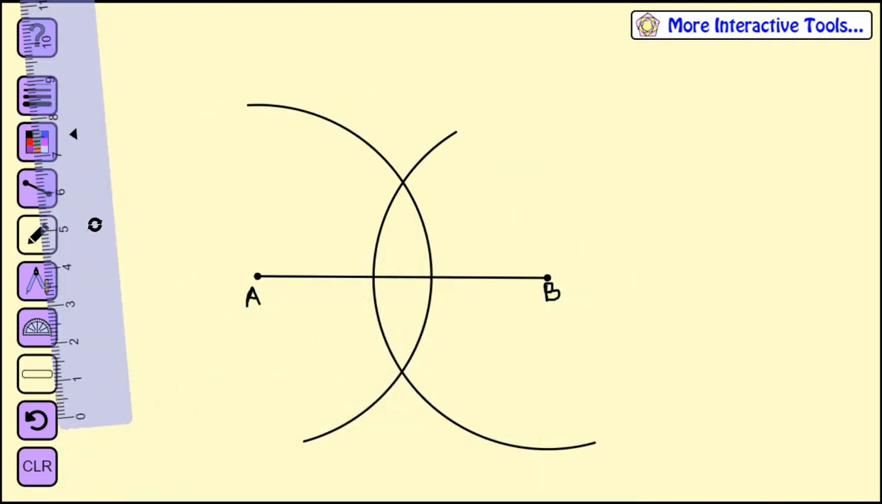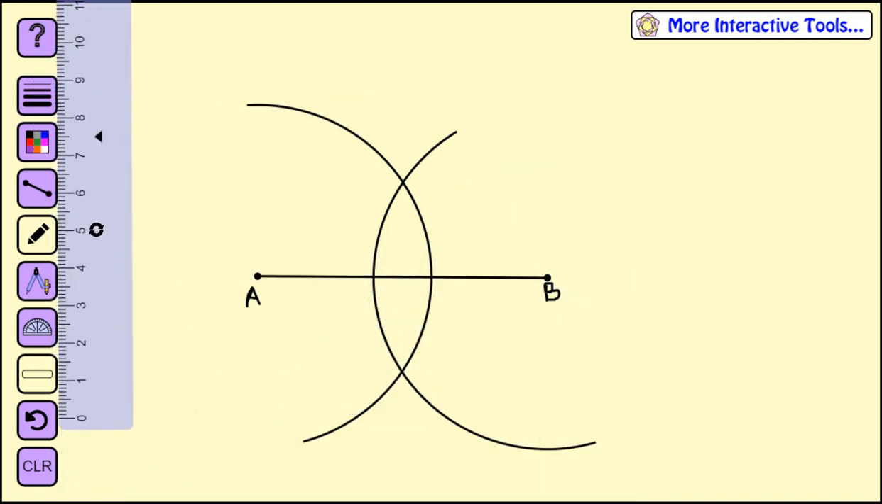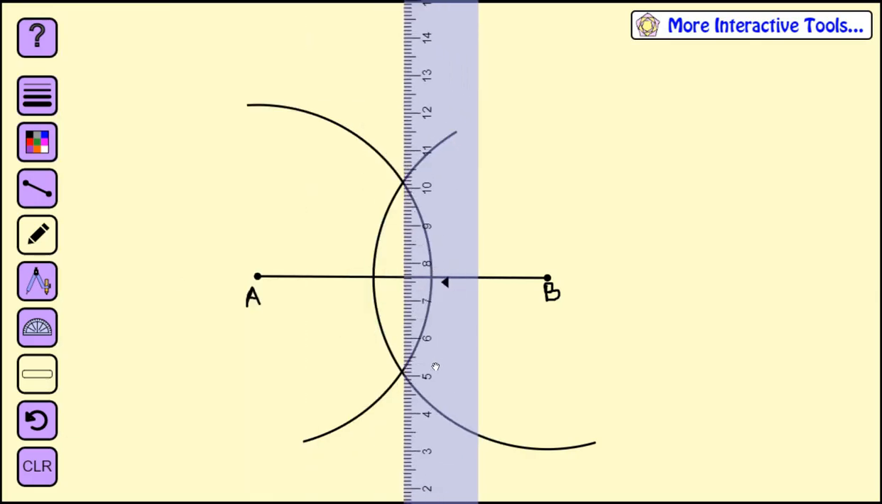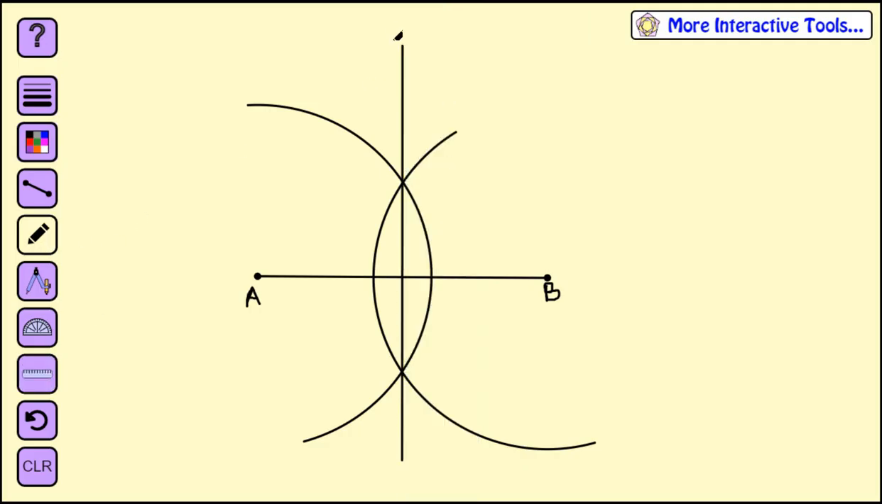So if we line up our ruler with those 2 points and we draw a line through those 2 points, we have a line that is a perpendicular bisector of segment AB.